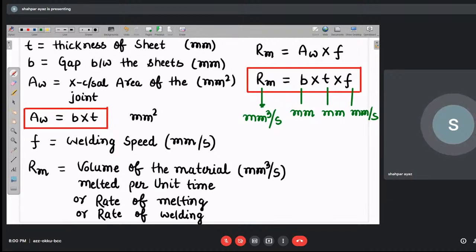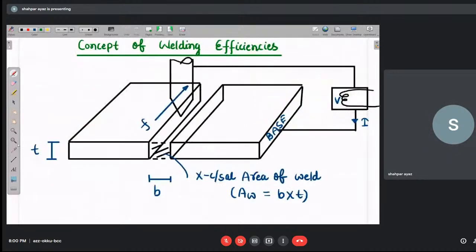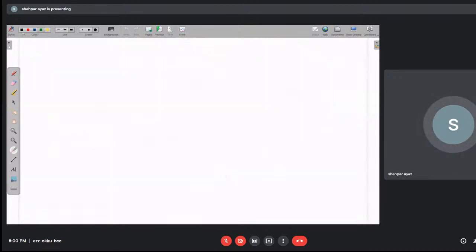See, next part is rate of melting. We are done with the rate of melting now. Now, guys, see, now understanding of heat. Sometimes VH is also given in the problem. VH is your volumetric heat. Remember that.